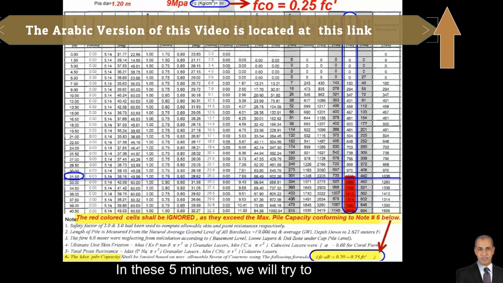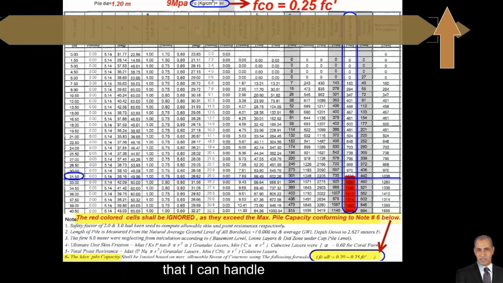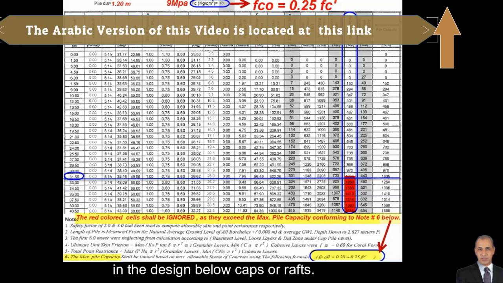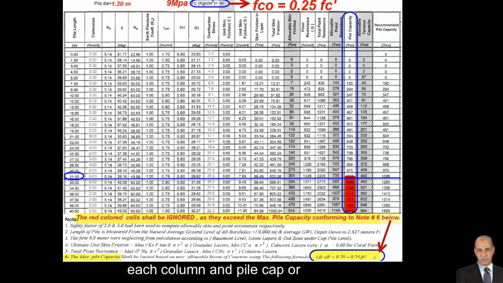In these 5 minutes, we will try to see how we can deduce the pile capacity that I can handle in the design below caps or rafts. Always in all the geotechnical reports that we receive, there is an indication in one way or another that shows me how I can know the pile capacity, so that I can estimate the number of piles under each column and pile cap or below the raft.